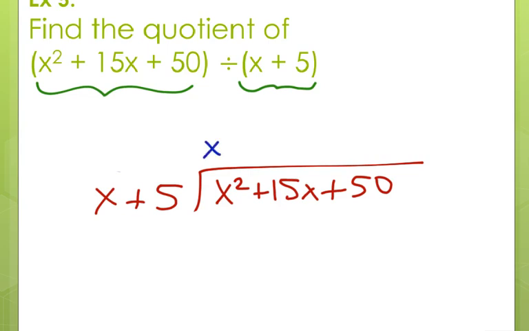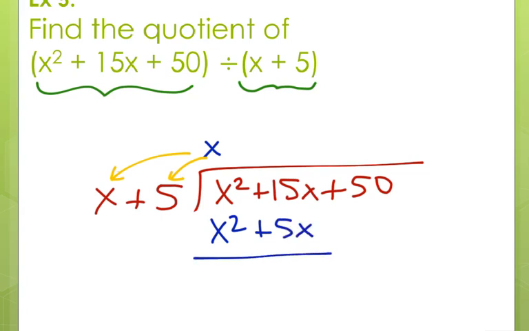So just like we did in long division, we're going to say x times x is x squared. But then we also have to say x times 5, and that's going to give me 5x. Now again, just like we did with long division with numbers, now we're going to subtract that, and I'm going to subtract everything there. So x squared minus x squared is 0, and 15x minus 5x is 10x. Now I'm going to bring down the next number, so plus 50.